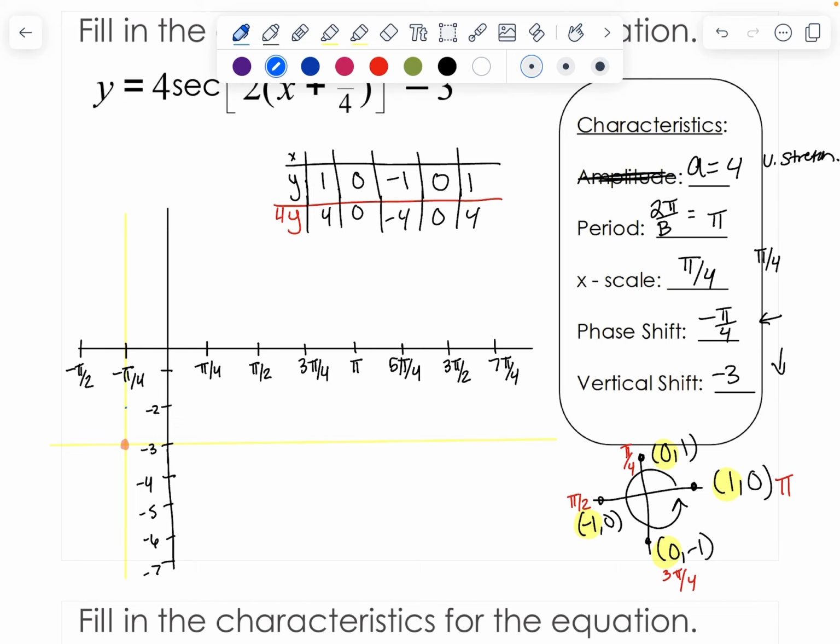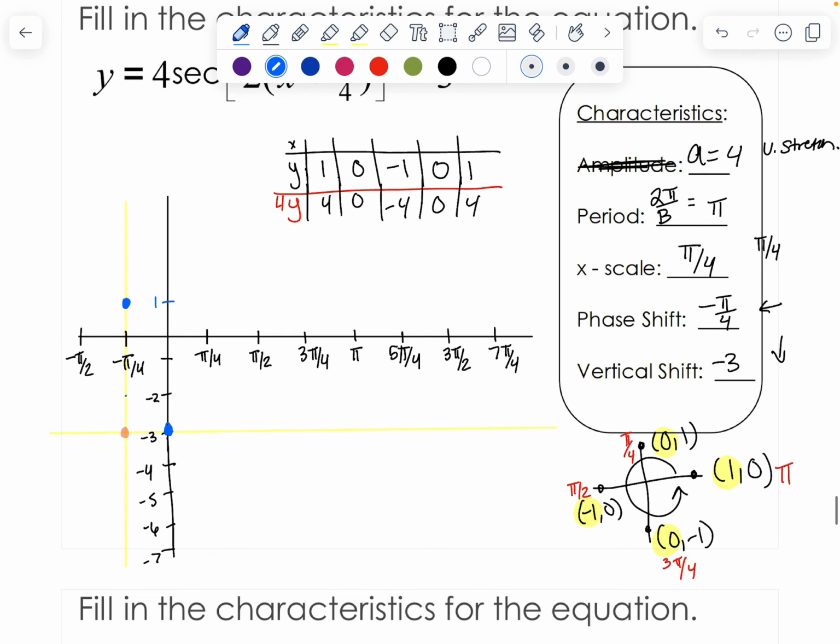So graphing from my first point, up 4, 1, 2, 3, 4, is going to leave me at +1 there. And then at my next point, which would be at 0 here, and then 0. And then at my next point, pi over 4, I'm going to go down 4, which is going to be at -7. And then at pi over 2, I'm going to go back up to 4. So if you wanted to fill in the x's, I am graphing at negative pi over 4 as my first one. Then it was 0. Then I'm at pi over 4. Then pi over 2. Then 3 pi over 4.